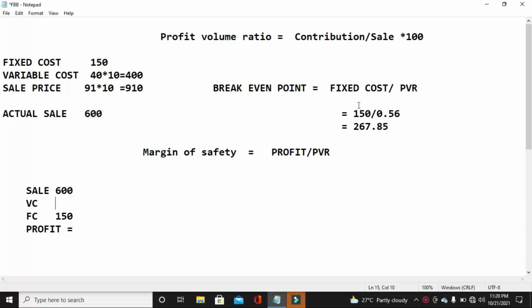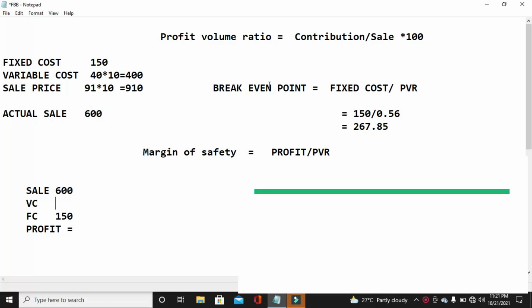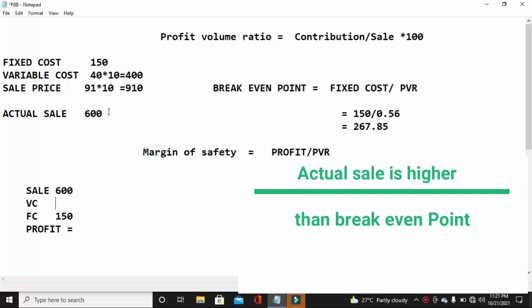Okay guys, we have calculated the break-even point. Now we will calculate margin of safety. What is actually margin of safety? Margin of safety is the point where our actual sales is more than our break-even point. So when our actual sales exceed the break-even point, that will be called margin of safety, and at that point our sales will be more than our break-even point.